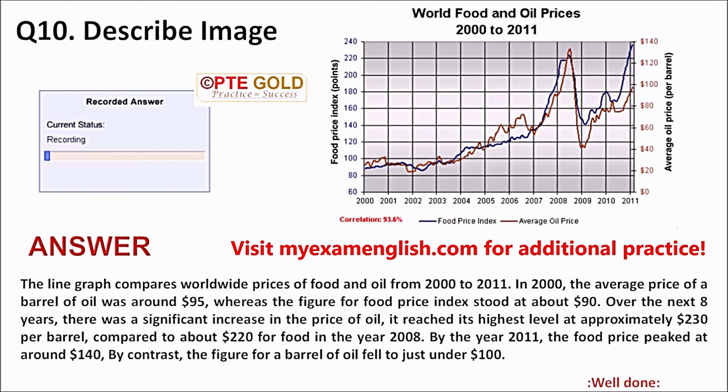The line graph compares worldwide prices of food and oil from 2000 to 2011. In 2000, the average price of a barrel of oil was around $95, whereas the figure for the food price index stood at about $90. Over the next 8 years, there was a significant increase in the price of oil.